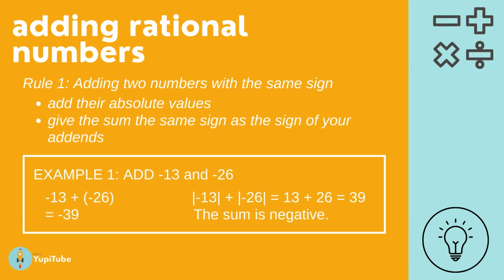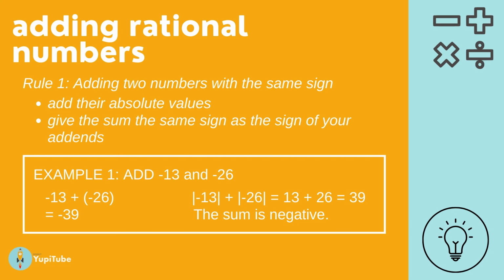Example 1. Add negative 13 and negative 26. Add their absolute values, so 13 plus 26 is equal to 39. The sign must follow the addends. That's why our final answer must be in a negative form, which is negative 39.